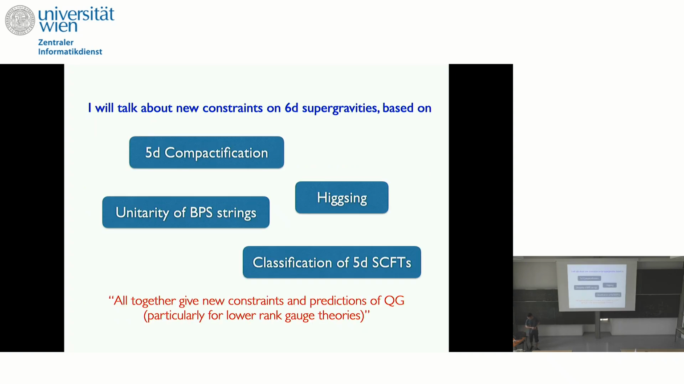Today I'll talk about an attempt to find new constraints on 6D supergravity theories based on the following aspects of the moduli space of these theories. For example, I'll consider 5D compactification of this theory, Higgs branch RG probes, unitarity of BPS strings, and even the classification of 5D SCFTs. I know all these are very interesting subjects by themselves. As I'll show you, when we combine all of them together, we can uncover more constraints and also make very concrete predictions for 6D quantum gravity, in particular when the rank of the gauge group is very small.